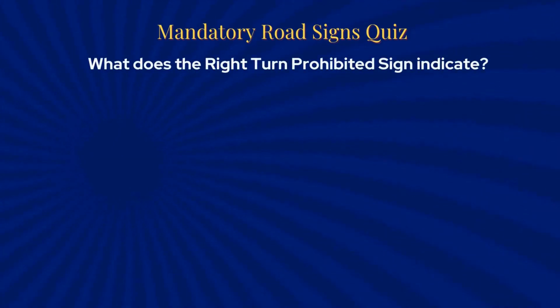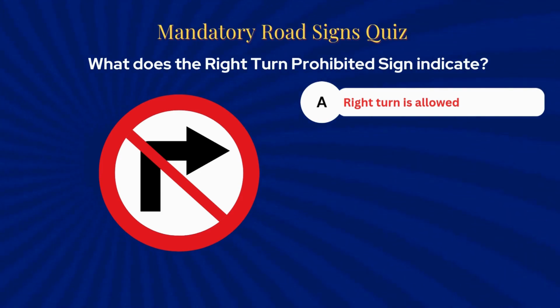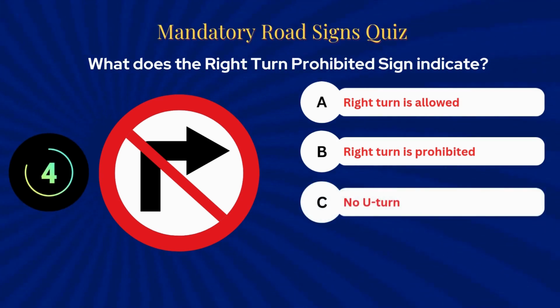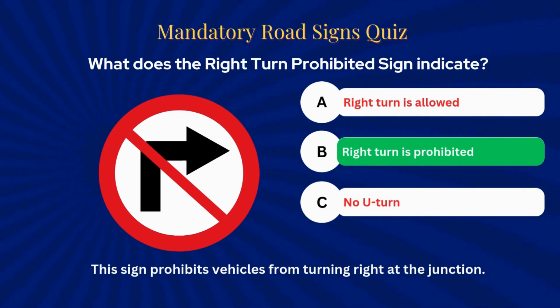What does the right turn prohibited sign indicate? Options are right turn is allowed, right turn is prohibited, and no U turn. Answer is right turn is prohibited. This sign prohibits vehicles from turning right at the junction.